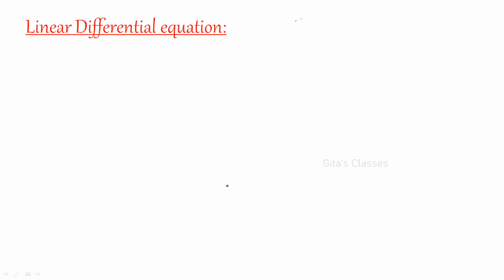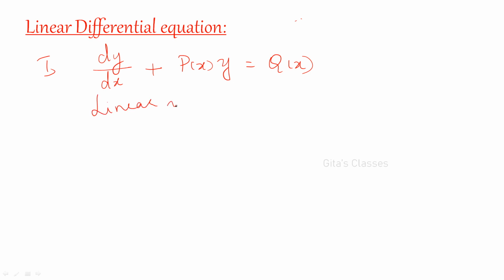Next is the linear differential equation. What do you mean by a linear differential equation? We have two different types. The first form is dy/dx plus P(x) into y is equal to Q(x). This is linear in y. How will you say that it is linear in y? Here you have y and dy/dx, and all the remaining will be functions of x. You have to find out like that.